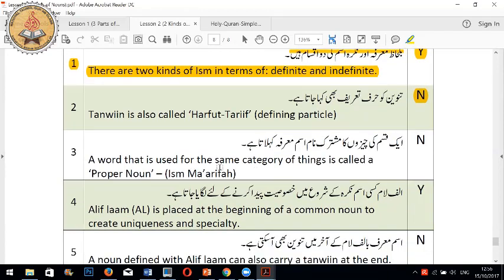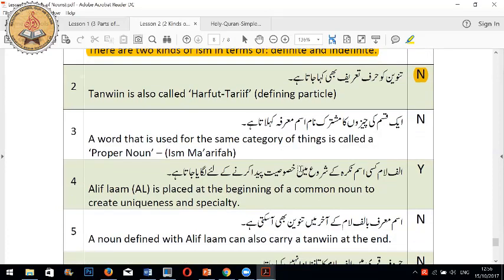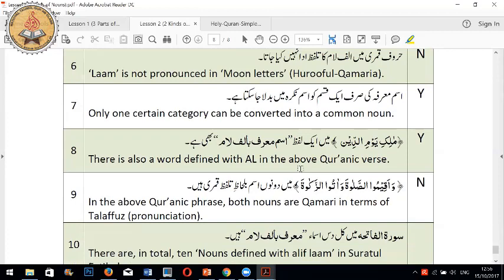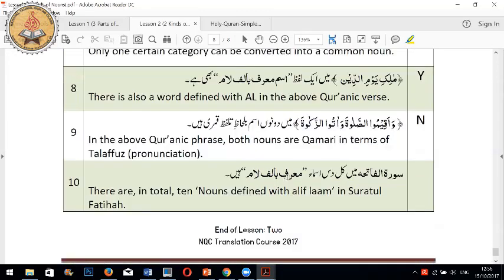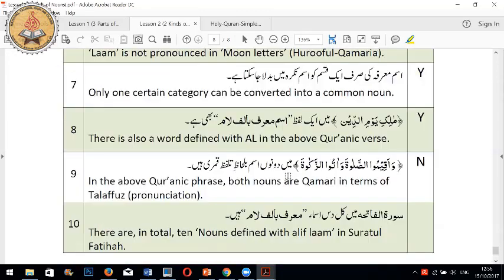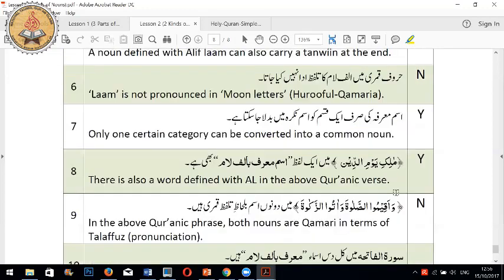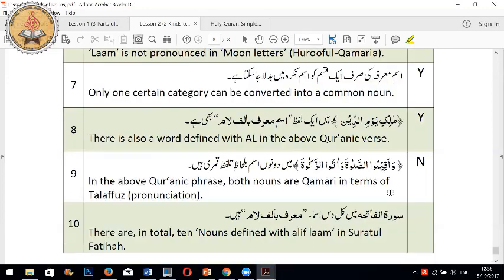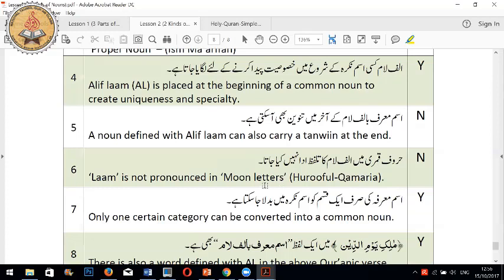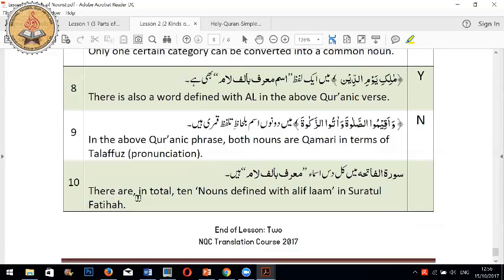So a word that is used for the same category of things is called a proper noun, ism al-marif. I would not comment now, but I think it is good for you to understand the concept. But I have left this one. Oh, good. That's good. Each column has the answer given, but I don't know why. I think this is the mercy of Allah on me, that the last number 10 is left blank.